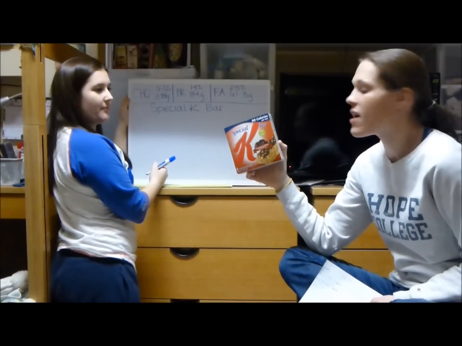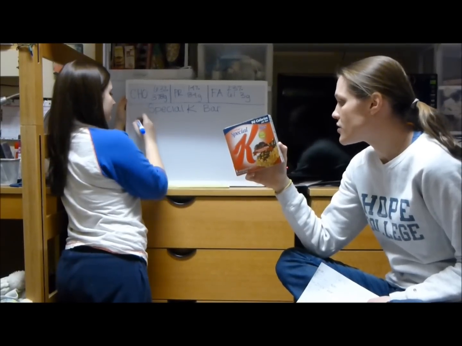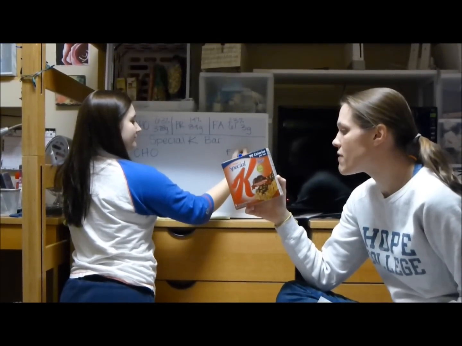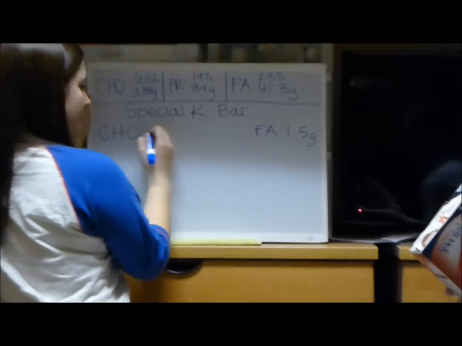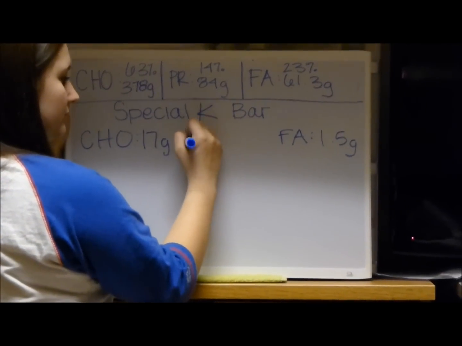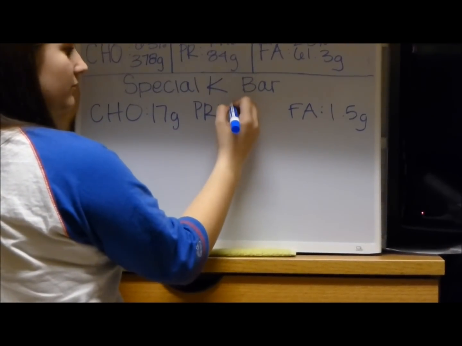Next product we're going to find percent daily value for is a Special K Bar, chocolatey drizzle. And Megan said she would probably have one of these for breakfast. So we're going to go by serving size, which is 1 bar. Total fat in this is 1.5 grams. Total carbs is 17 grams. And total protein, it says less than a gram, but we're going to go with 1 gram.